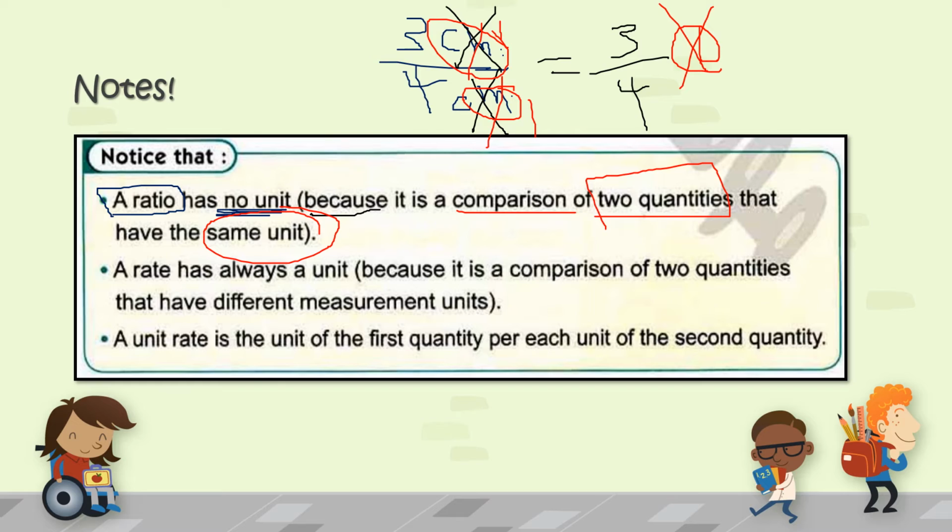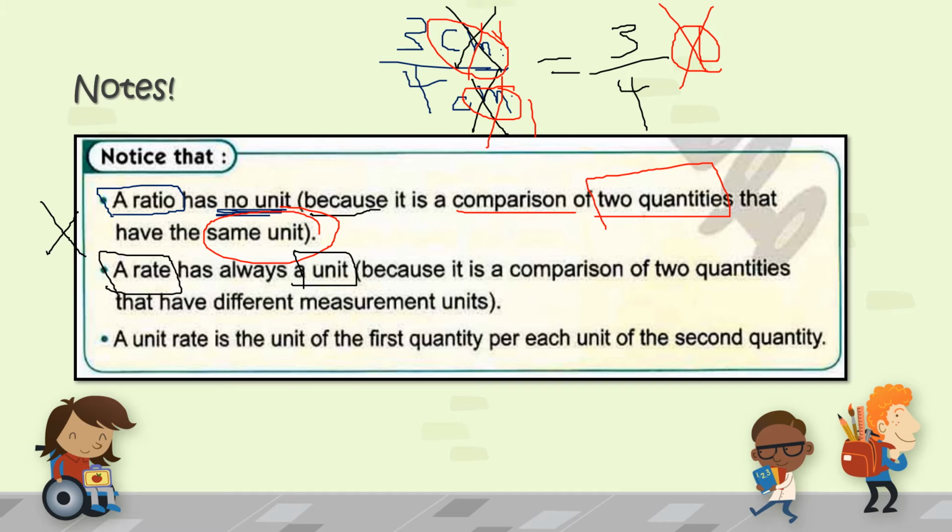So it doesn't matter if we put the unit or not, but most of the time we don't use units in ratio. So a rate always has a unit. So they are the complete opposite. A rate always has a unit, but a ratio has no units.